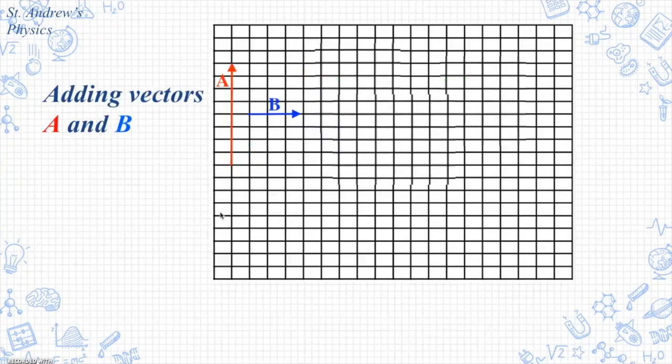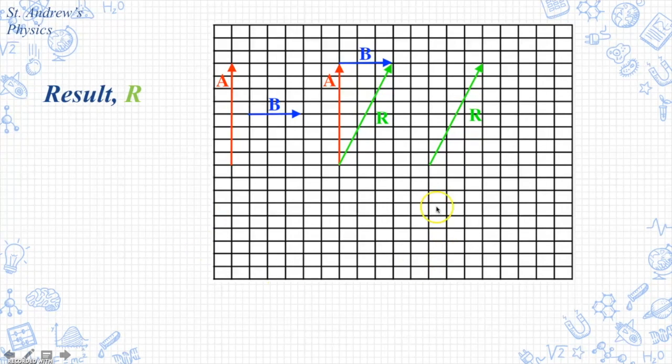To make it a little more difficult, we'll take two vectors. A is up 8 squares, and B is to the right 3 squares. When we add them together head to tail, we end up with a result that is pointed up and to the right. So the resultant of A plus B is just R. Notice that R has a tail here, goes over 3 and up 8, and its head ends there.